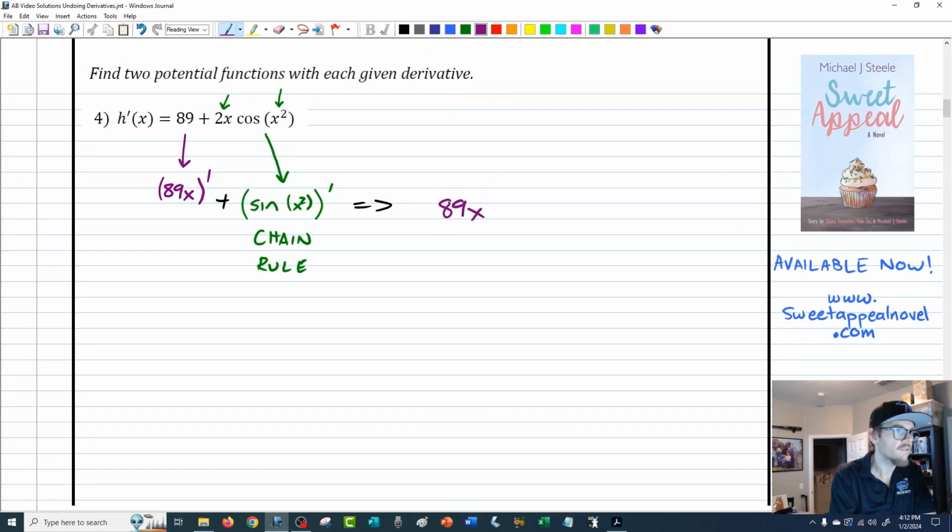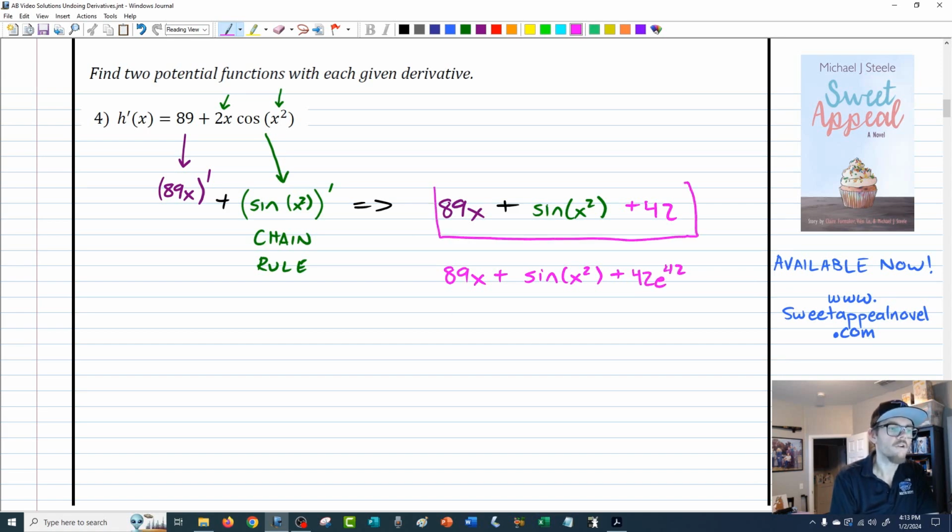We'll have 89x plus, and then we're going to have, it looks like sine of x squared. Now, of course, we get two different answers. I'm going to put plus 42, and then for the other one, because I have a shtick, and I'm going to stick to it, let's go plus 42 e to the 42 power. So there are our two functions.